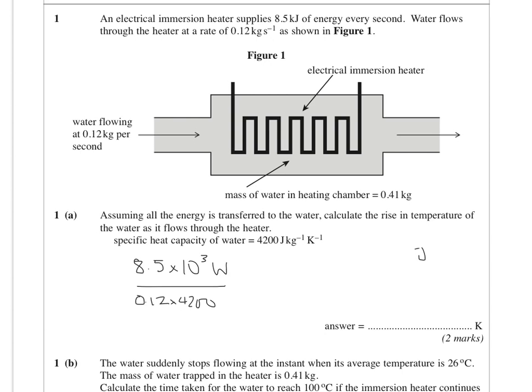the units. So basically on the top line we've got joules per second, on the bottom line we have kilograms per second, and then joules per kilogram per Kelvin, so your joules cancel, the kilograms cancel, the seconds cancel, leaving you with just K on the top line, so you know that's the temperature. So if we put that in and we calculate the answer, that is going to be 17 Kelvin. Two significant figures there. Cool.